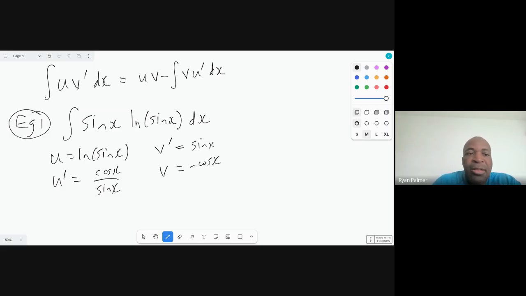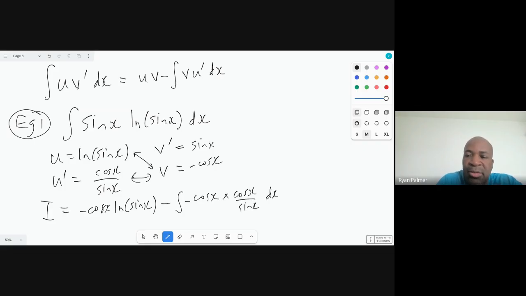So we apply the formula at the top of the screen. One way to remember the formula is this way. We're going to multiply the two things in the diagonal. So the integral is going to be equal to u times v, so that's going to be minus cos x times ln sine x. And then minus the integral of u dash v. So that will be minus cos x times cos x over sine x dx.